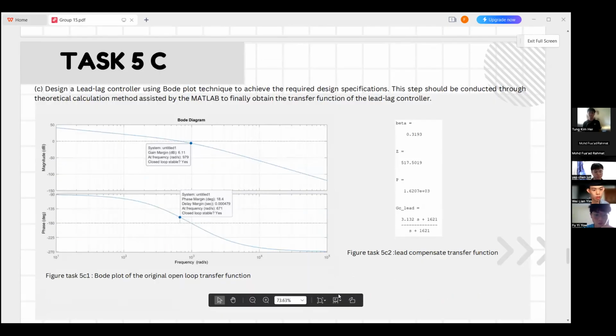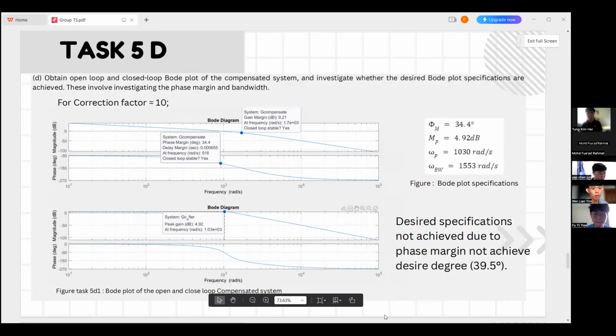This plot is the original open loop Bode plot, and the right hand side is the result of beta, Z, P, and the lead compensator functions. For the case of correction factor equal to 10 degrees, it can be seen that the phase margin is 34.4. Our design specification is 39.5, quite near, but actually there's a 10% percentage error. And we can see that the transient response is improved because the bandwidth is now 1500 and before it was 1070.